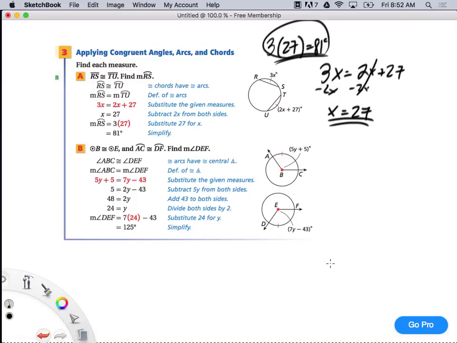it says these two circles are congruent and their arcs are congruent. Well, that means that these angles are congruent. That makes sense? If the arc measures are congruent, then the angles are congruent, right? So again, I would just set them equal to each other and solve. Does that make sense?